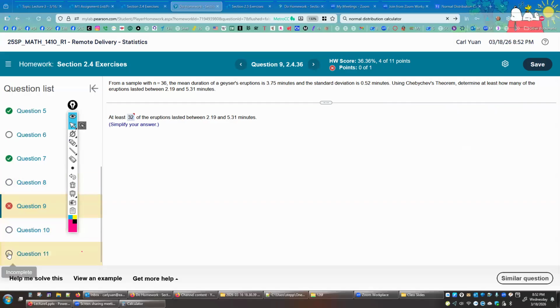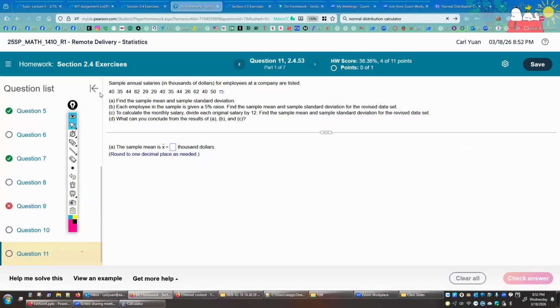Yes, I want to do 11. All right, here are the sample annual salaries. Okay, find the sample mean and sample standard deviation. I think we can bring up StatCrunch for you guys to see how to work it.